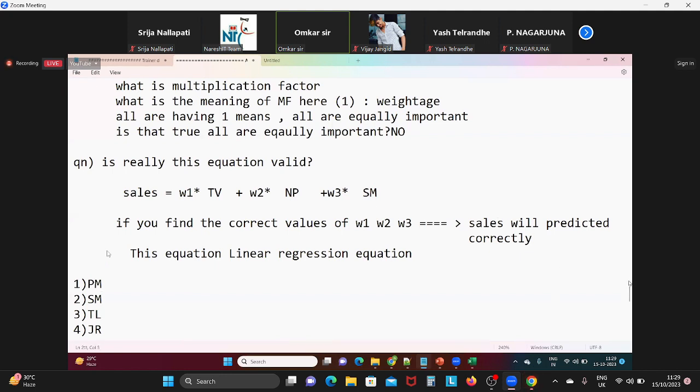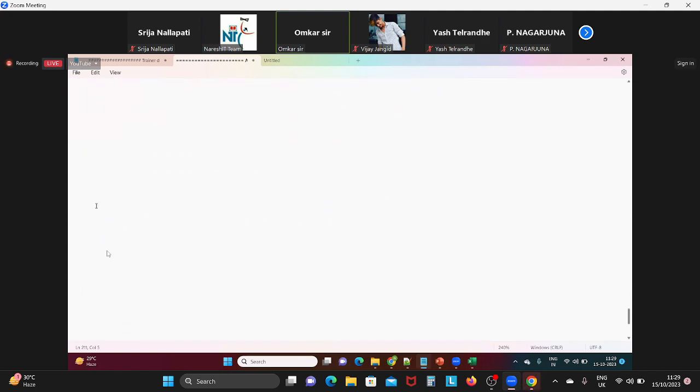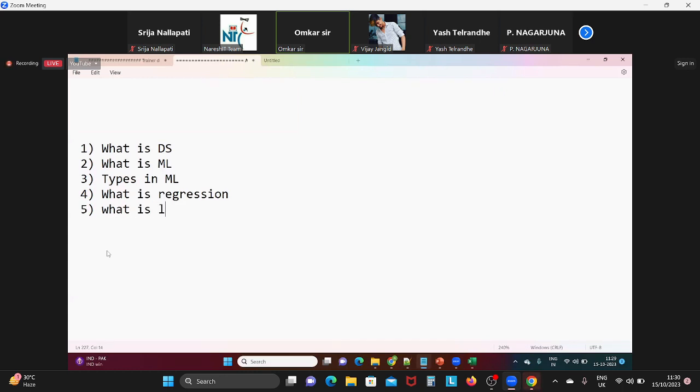What is data science? What is machine learning? What are the types of machine learning? What is linear regression? That we have completed now. First question: what is data science? Second: what is machine learning? Third: the types in machine learning. I only explained one type, supervised learning, with classification and regression. Fourth: what are regression algorithms? What is regression? And fifth: what is the linear regression equation?